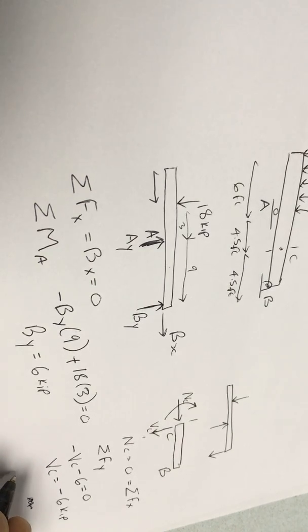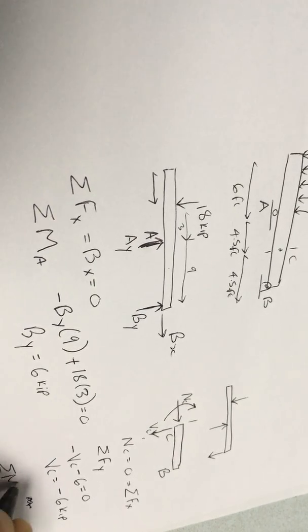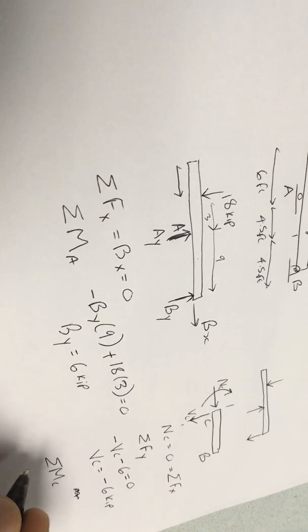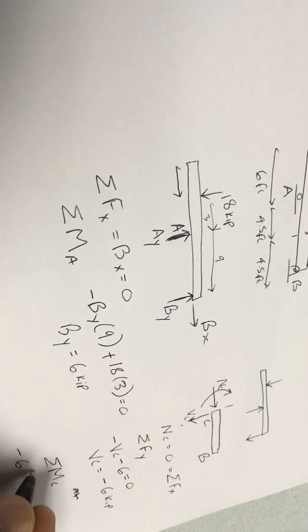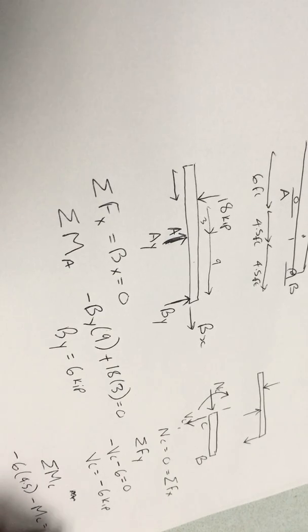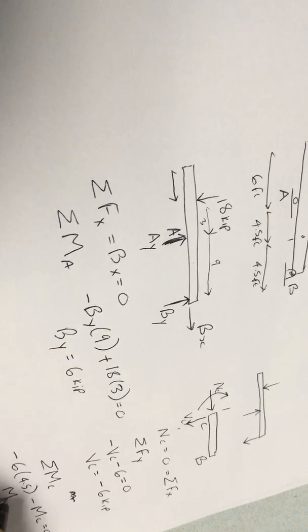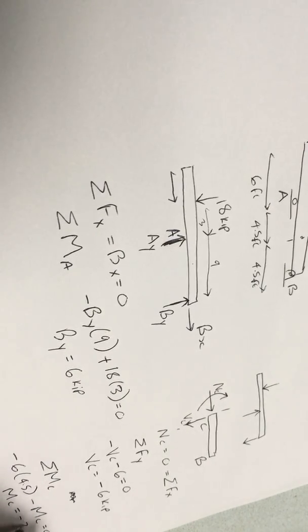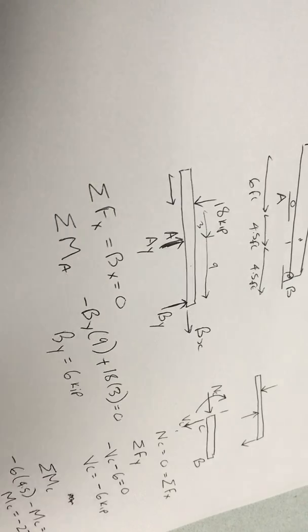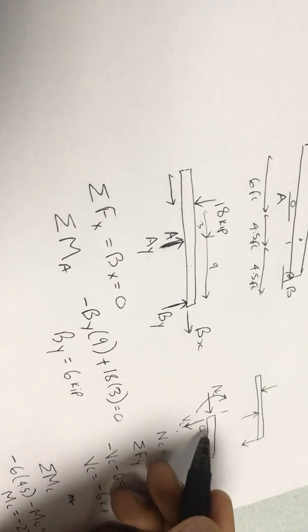You would also then have some of the moments about C, right? And you'd have negative 6 times 4.5 minus MC is equal to 0. MC would be equal to negative 27 kip feet, right? So sum of the moments about C, right?